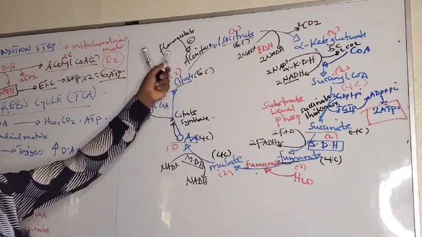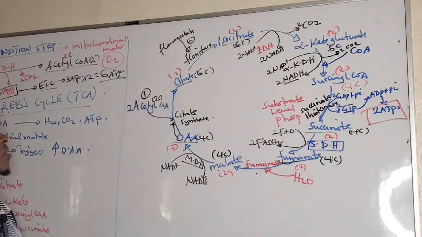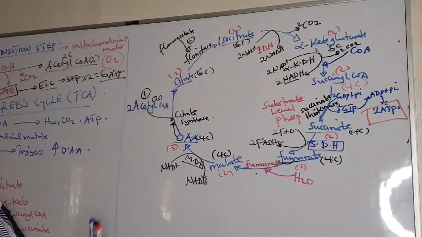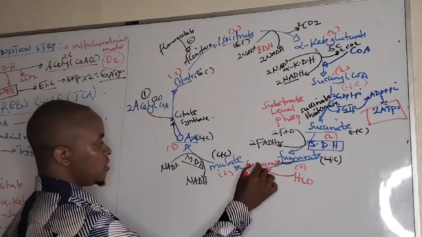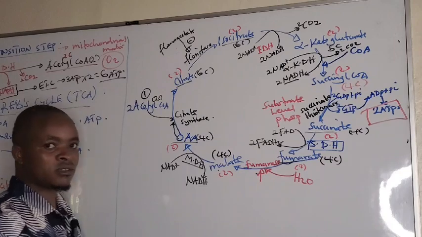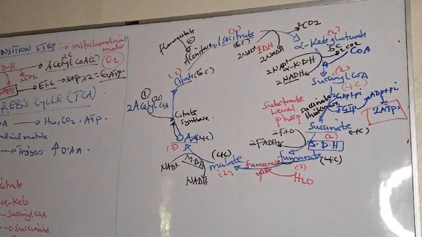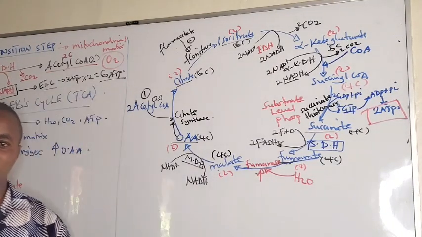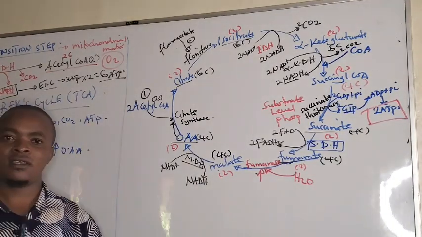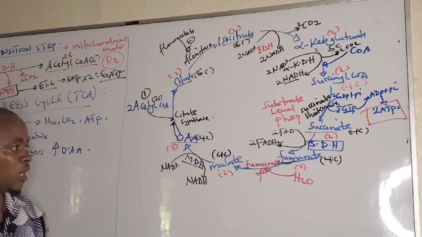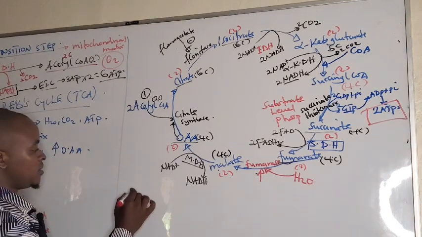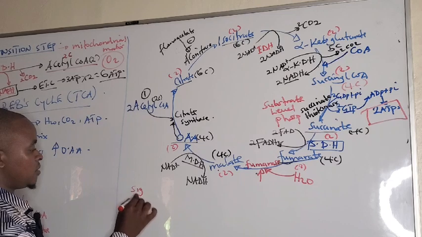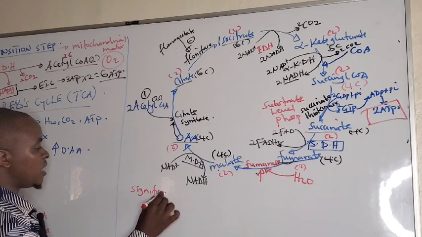So we have seen fluoroacetate inhibiting aconitase. It can also inhibit this enzyme fumarase. These are the reactions. So after seeing how it occurs, we now need to know why we need the Krebs cycle in our body. So we are looking at the significance.